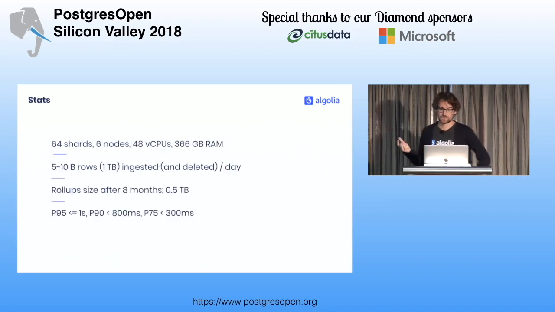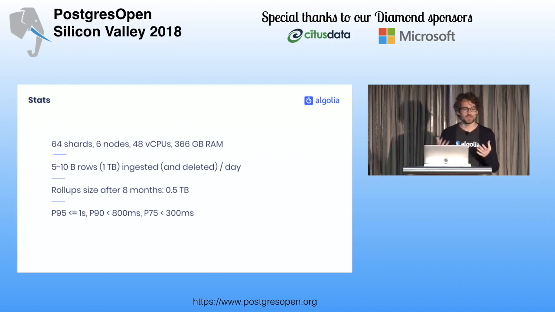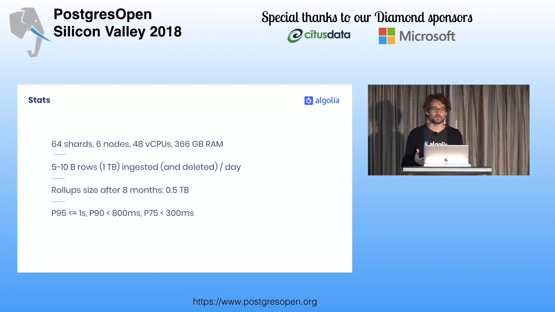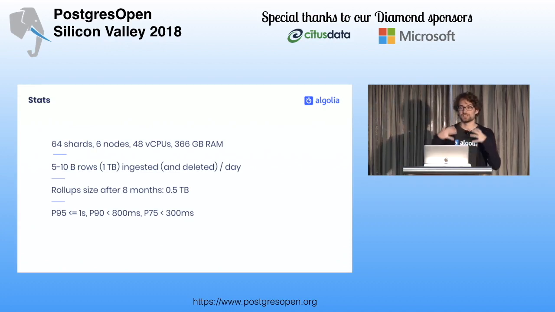Okay, and this is my last slide, just to give you an idea of how the system is performing, what we get, and what we use in terms of hardware. Today, our main cluster uses 6 nodes with 64 shards, so we have basically 10 shards per node. As I said, we are pushing roughly 10 billion rows per day. We are also deleting 10 billion rows per day. And to give you an idea of the compression ratio, the data that we push every day is roughly 1 terabyte.